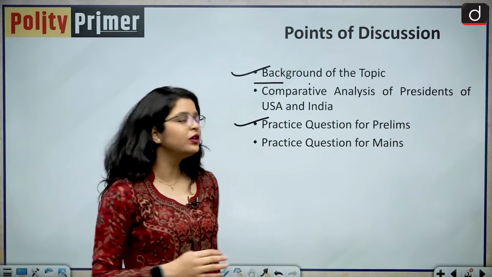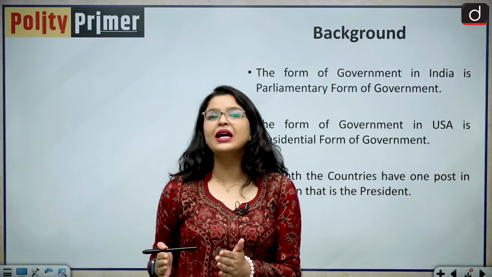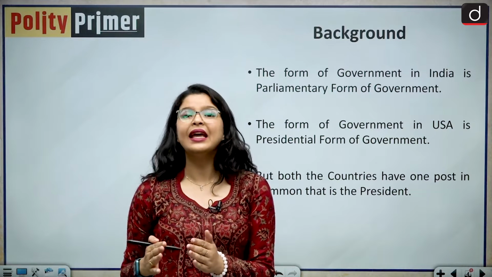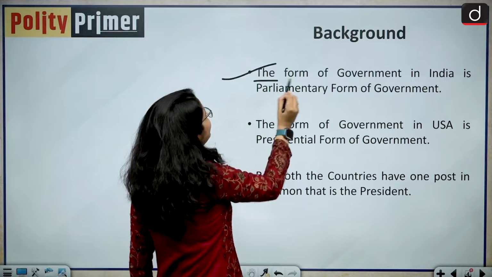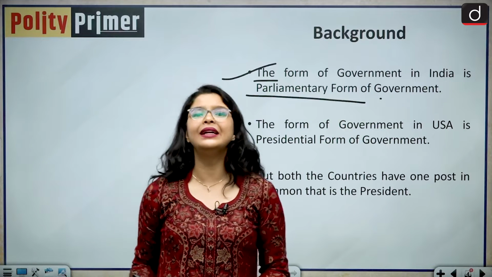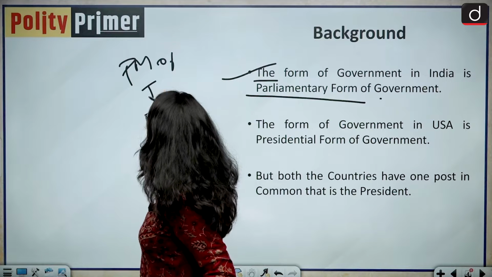So if I talk about the background of our topic today, as you all know, India and USA both are democracies, but the systems of governance in USA and India are different. The form of government in India is the parliamentary form of government, in which the head of the government is the Prime Minister of India.